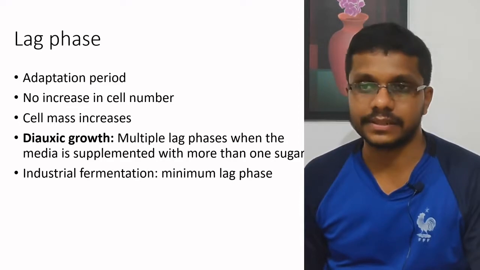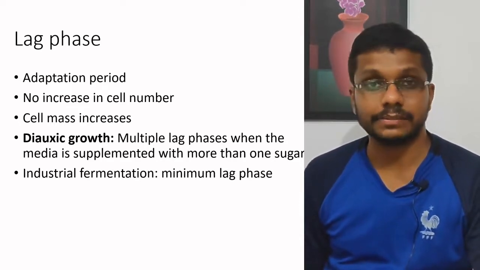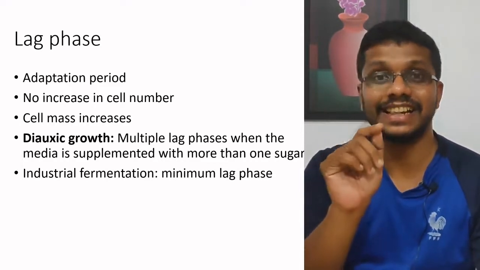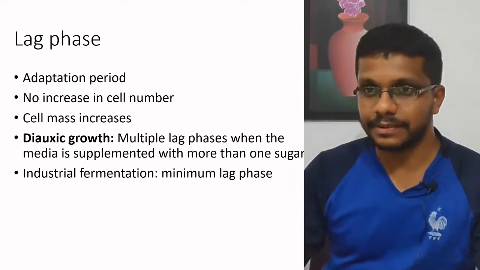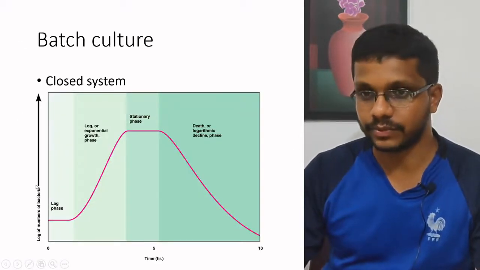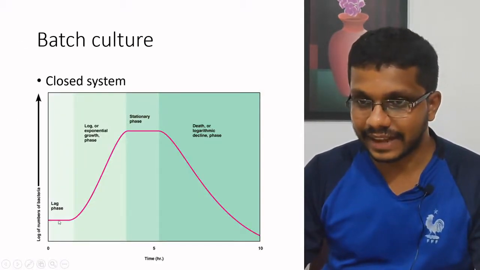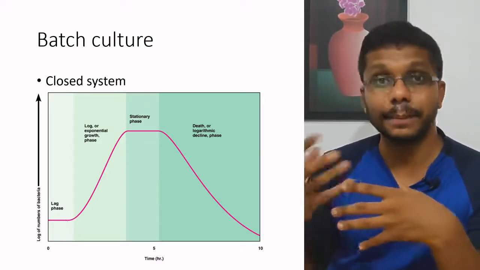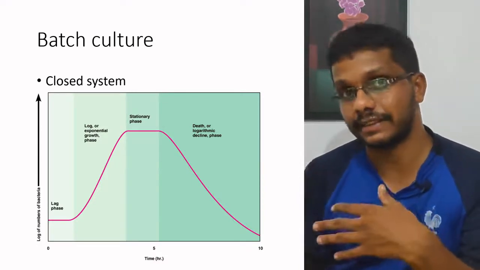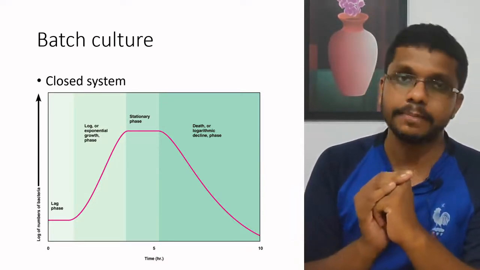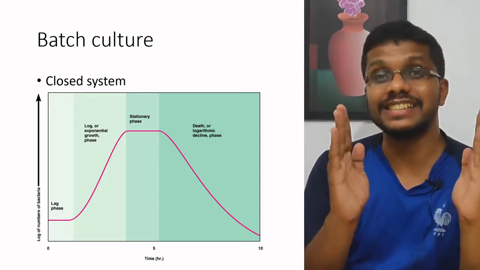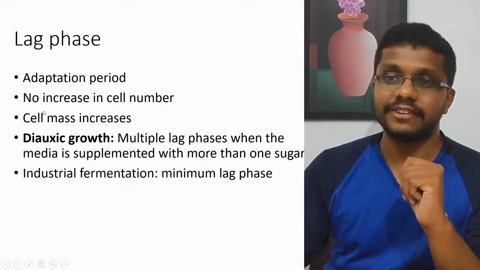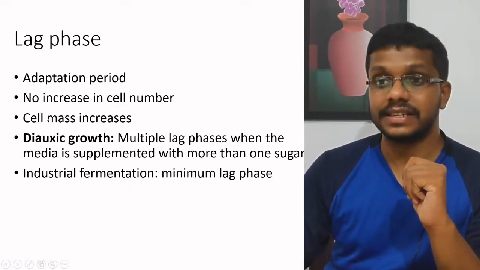So what happens in the lag phase? Lag phase, as you know, is an adaptation period. There is no increase in the cell number, but there is an increase in cell size. As I said before, this graph is plotted with the log number of bacteria. That's why the line is pretty much straight. But in lag phase, the bacteria are preparing for the log phase, for exponential growth. In that time, there will be an increase in cell size, but not in numbers.